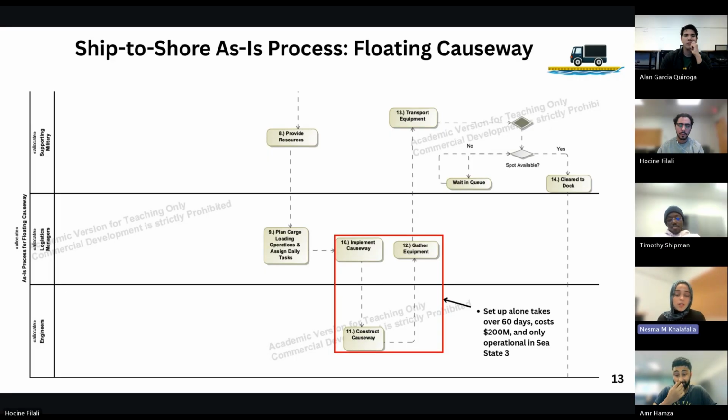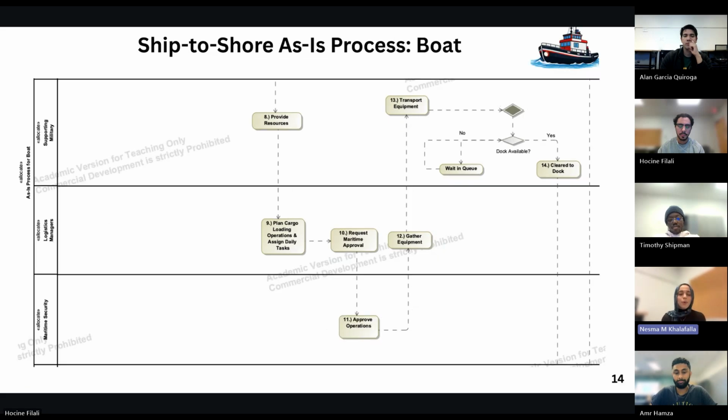There is a queue in this process to account for multiple vehicles working simultaneously because only one truck can load or unload at a time. Next is the boat, which follows a similar structure with the inclusion of maritime security, who has to approve operations, adding an additional time constraint. Again, like the truck on the floating causeway, there is a queue to account for multiple vehicles working simultaneously because there's only one place for a boat to dock.